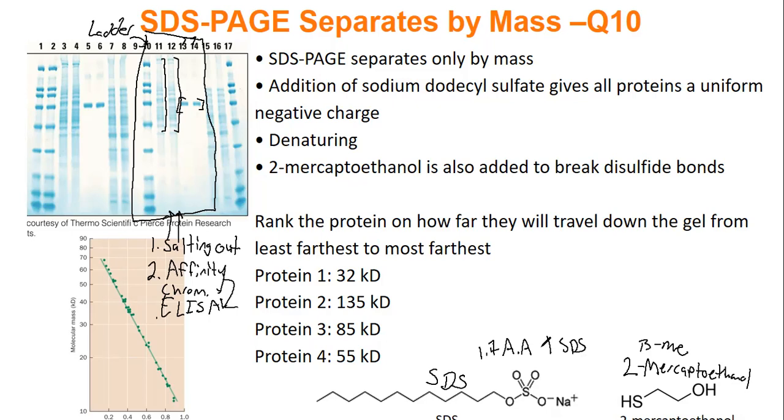And SDS does two things. One, it denatures your protein. Two, it gives it a negative charge. So overall, your protein becomes denatured, so it's no longer folded, and it has this overall very negative charge. And then you add beta-mercaptoethanol, which breaks disulfide bonds.